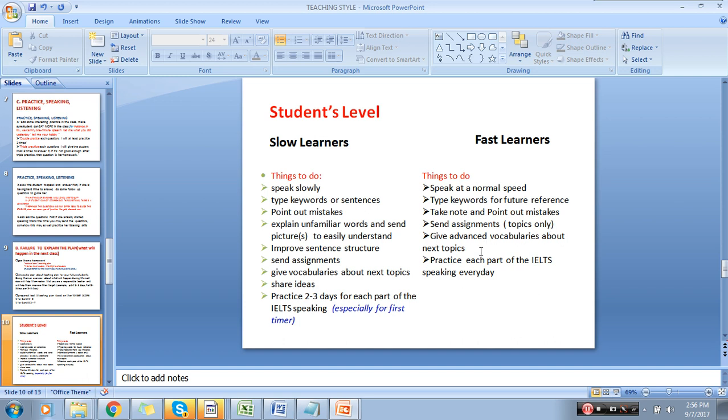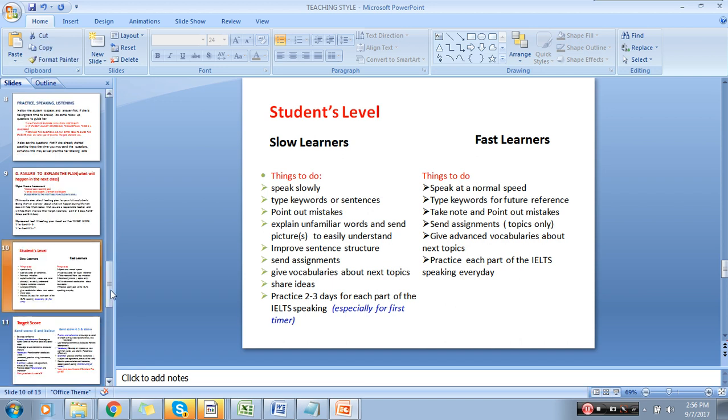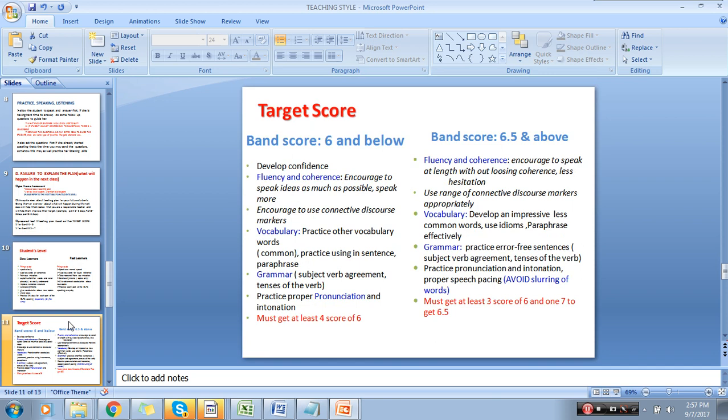Give advanced vocabulary about the next topic and practice each part of the IELTS speaking test every day because they can already understand, and they will feel bored if you practice part 1 for 3 days. So they prefer to practice parts 1, 2 and 3 every day.